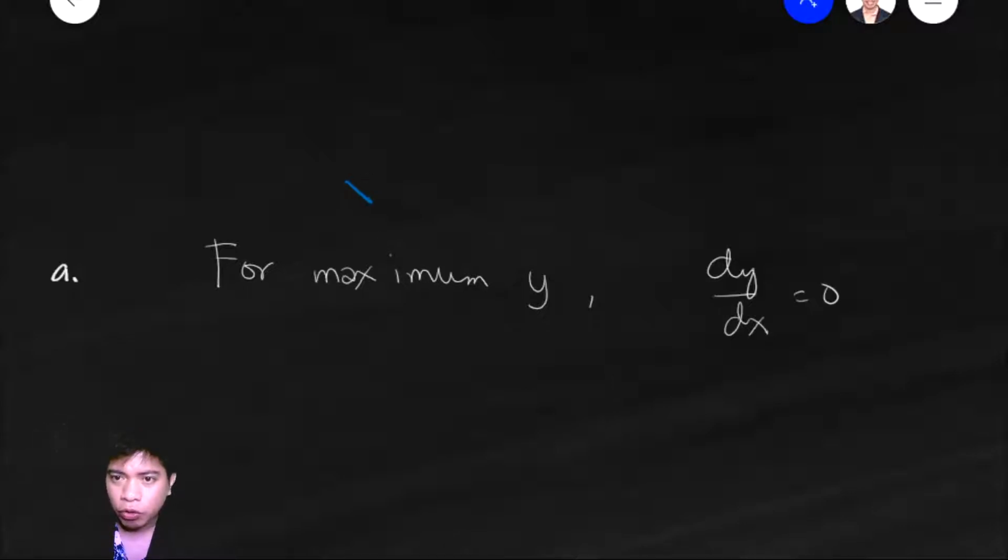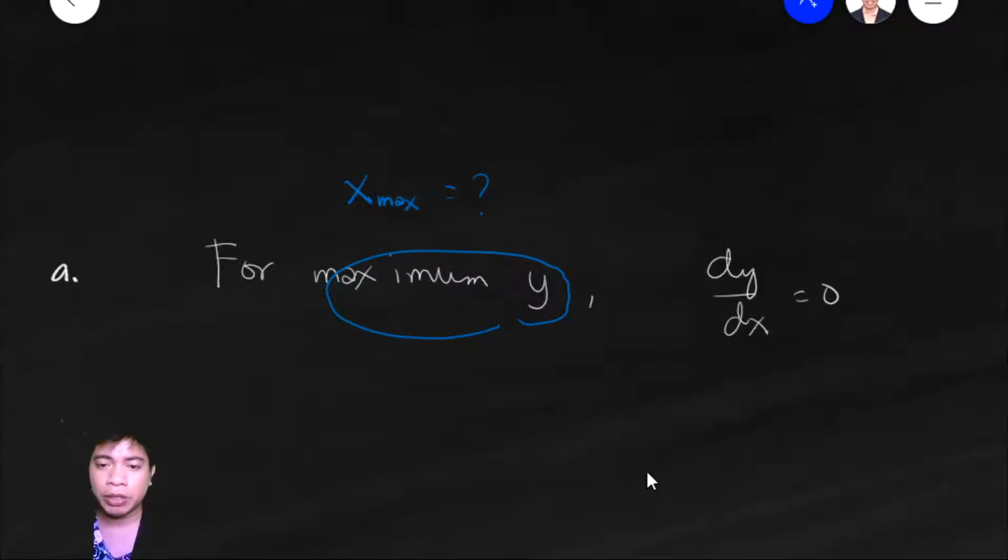Okay? So yung location nga ng ating maximum deflection. Okay? So ito yung ating maximum deflection, maximum Y. So of course, we know that at maximum Y, yung ating slope doon is equal to 0. So ang kailangan natin dito is yung X max. So ano yung gagamitin natin? Slope equation or deflection equation? Of course, ang gagamitin natin guys is slope equation kasi meron tayong given na slope.